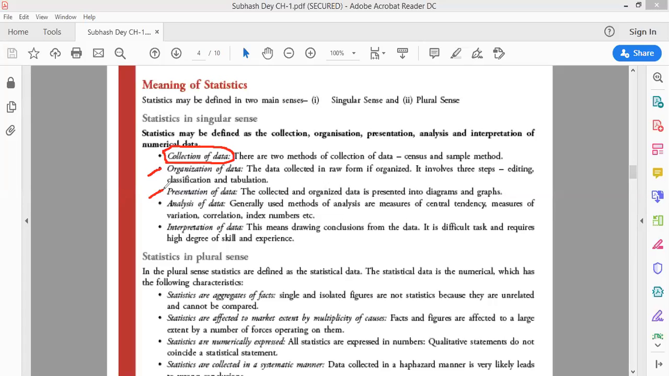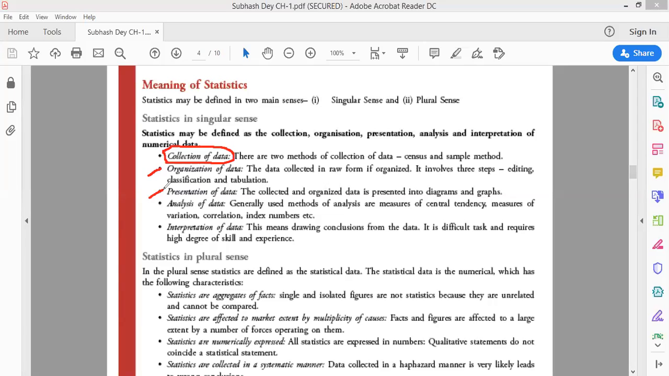So first of all, there is collection of data. Once the data is collected, there is organization of data, because organization is very, very important. The raw data cannot be of use at all. You need to organize the data, because once the data is organized, definitely you won't face any problem, because raw data is just mixed up, messed up data, which is of no use.